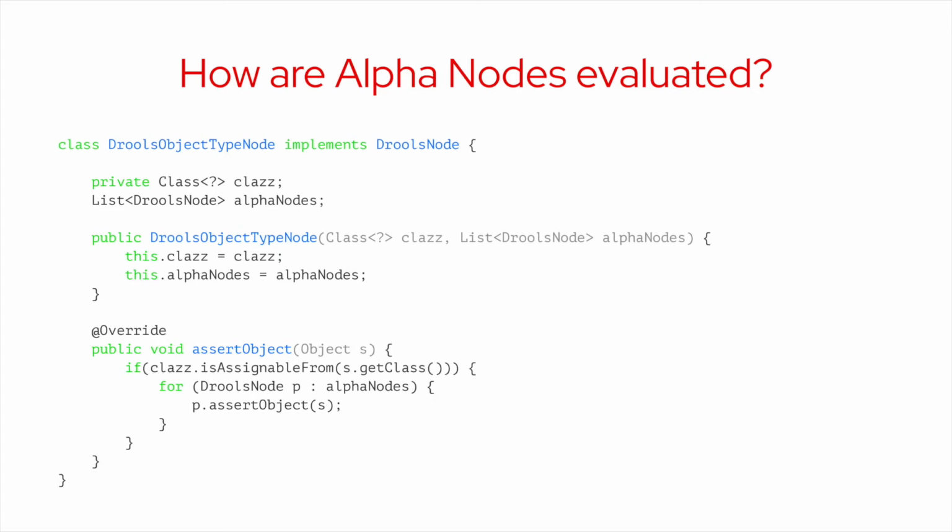Consider that a common Drools project might have thousands of alpha nodes, if not more. Here's an example of a brute force evaluation of all the constraints. We changed the object type node to add a list of alpha nodes as a second parameter of the constructor. After having checked what type the object actually is, we call assertObject on every other node.